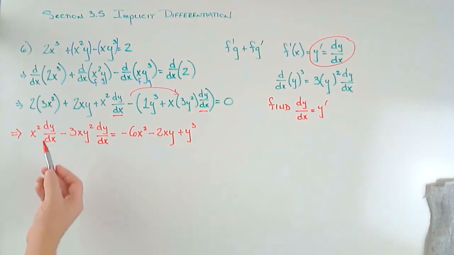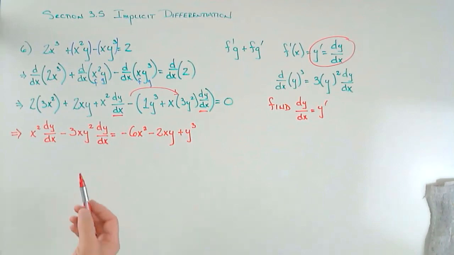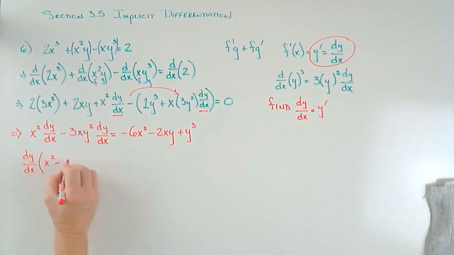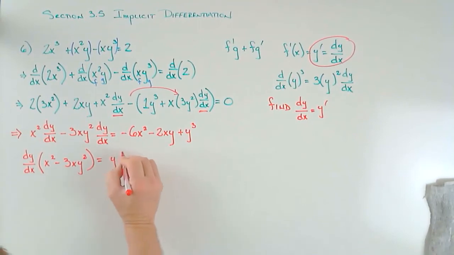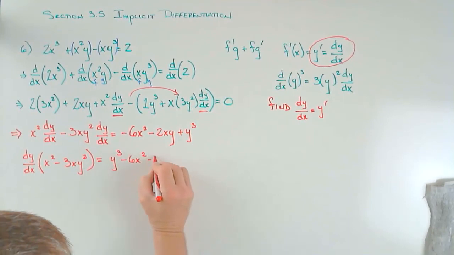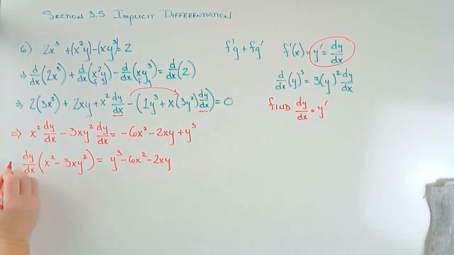Now we're almost done. We're trying to solve for dy dx. We know from algebra that if we're trying to solve for a variable and we have it in each term, we factor it out. So that would leave us dy dx times x squared minus 3xy squared equals, and I'm going to rewrite this with the positive term first, just because it looks nicer. And so we get this line here. This is our next line.